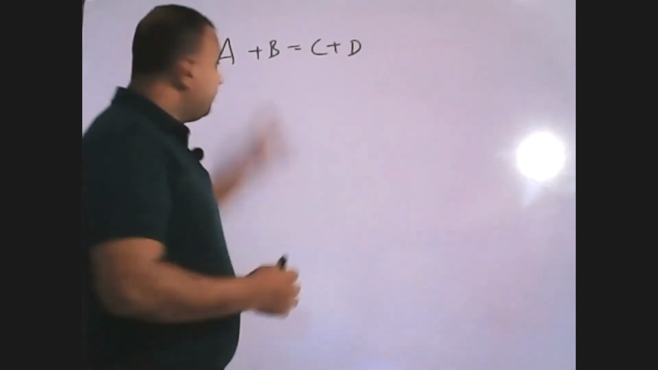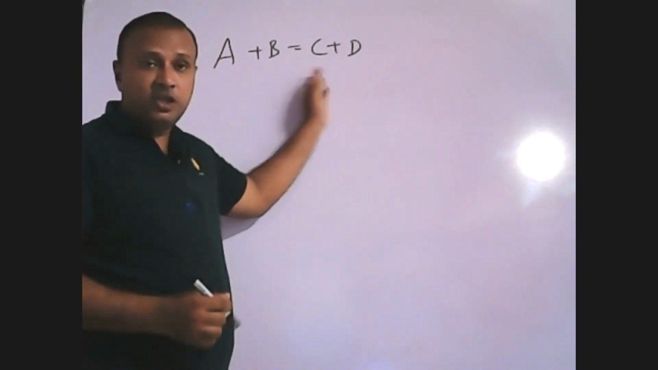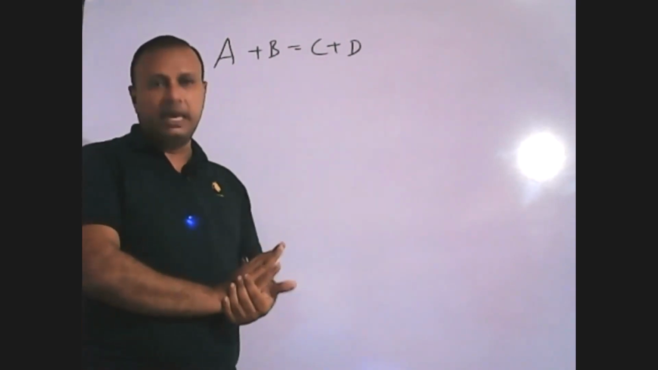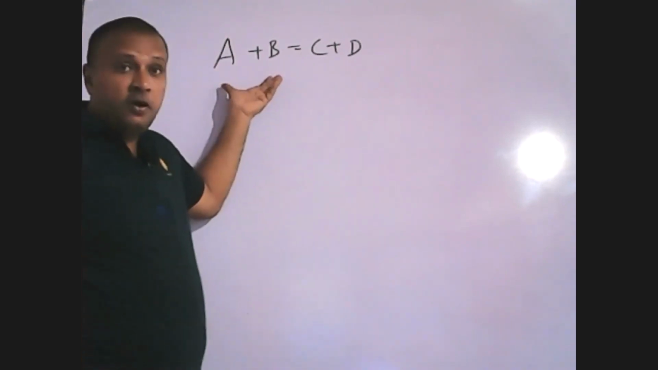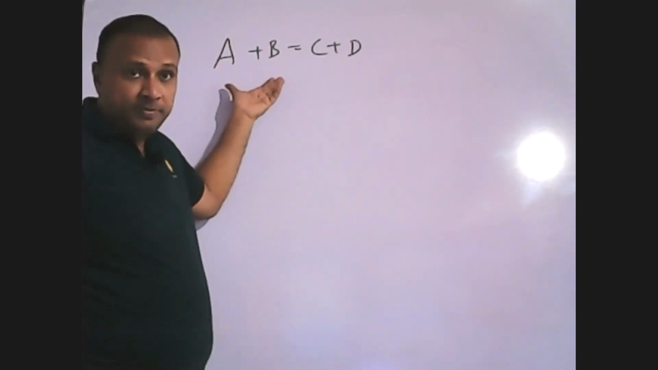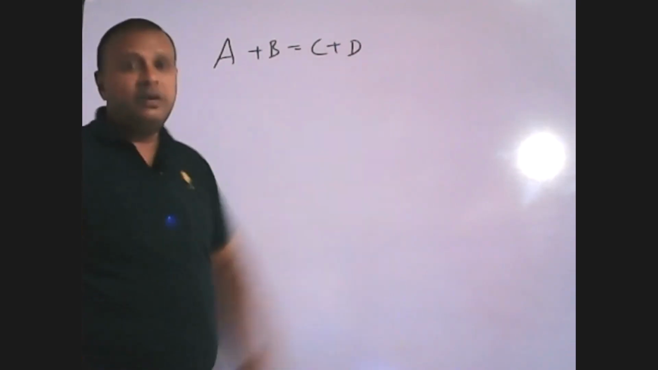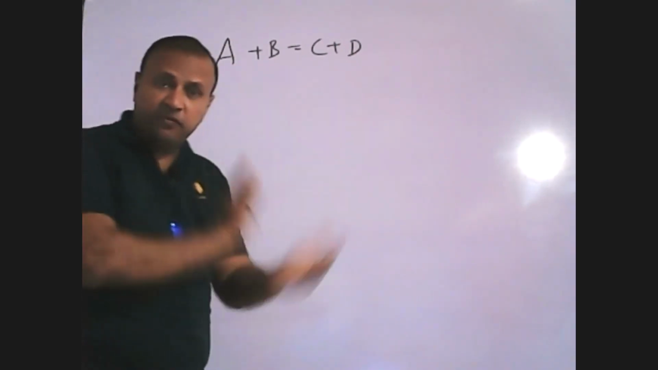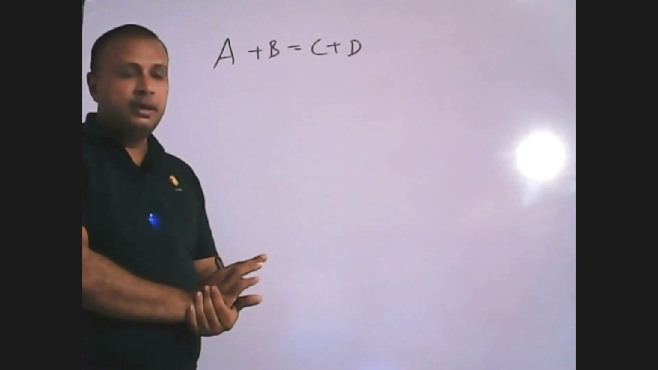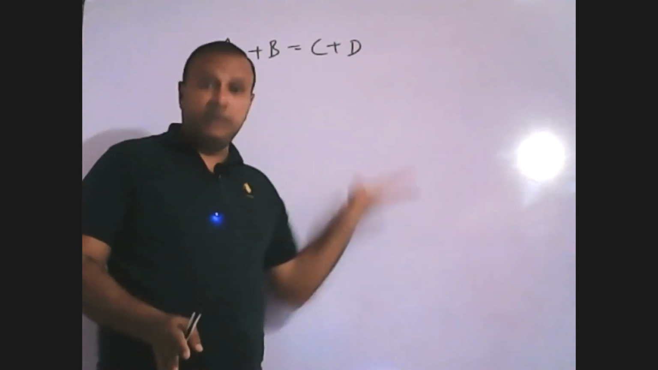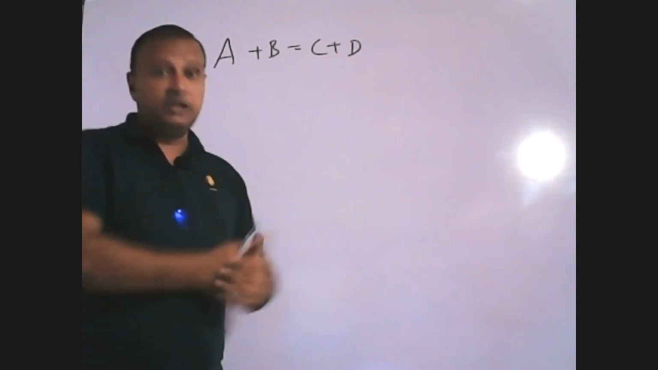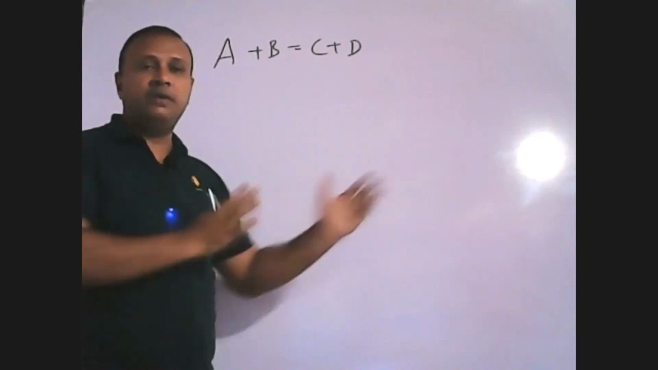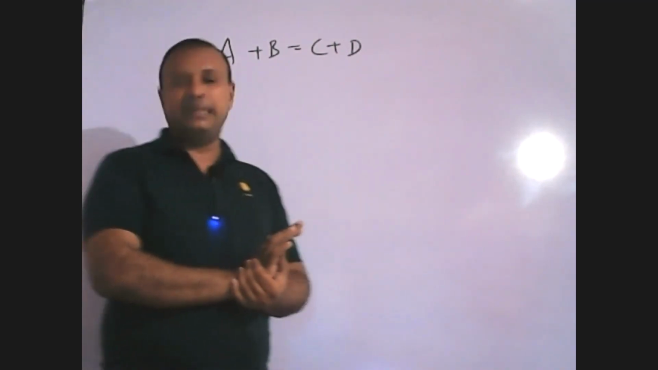Because if there is an equation, both sides should have the same physical quantity. As an example, if this physical quantity is a velocity, this one should also be a velocity. So both sides should have the same physical quantity. So in the equation, LHS and RHS should have the same dimension. If not, definitely we can say this equation is incorrect.